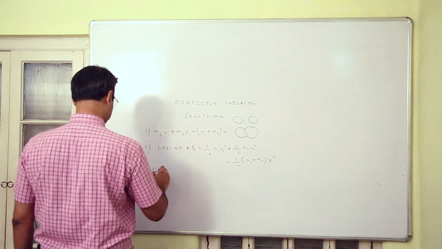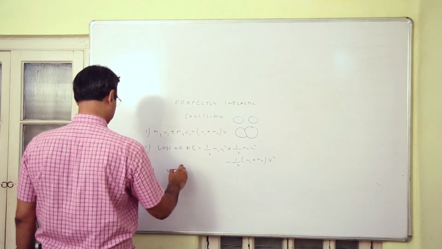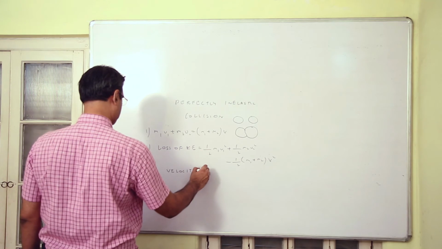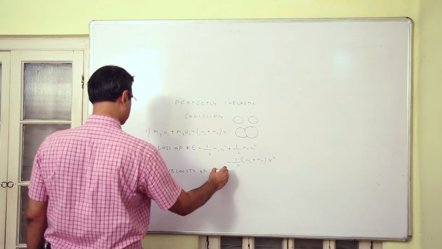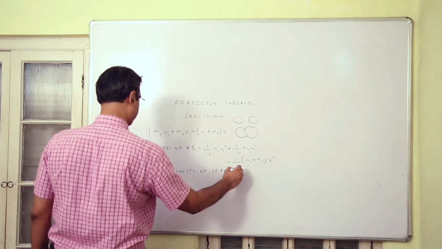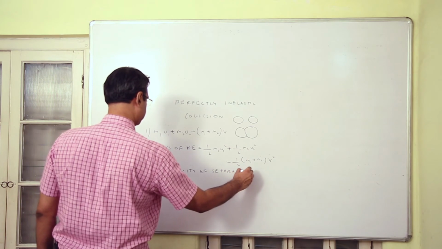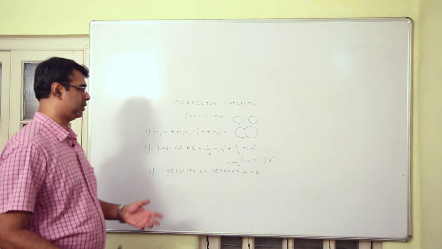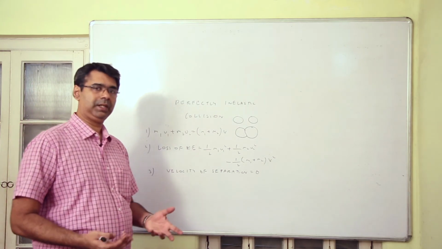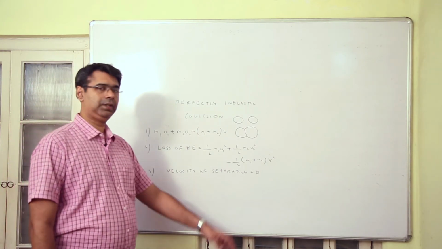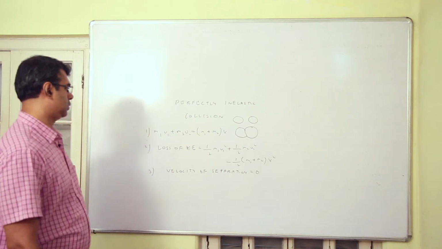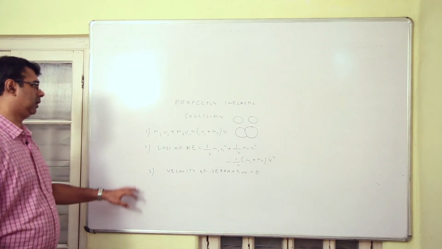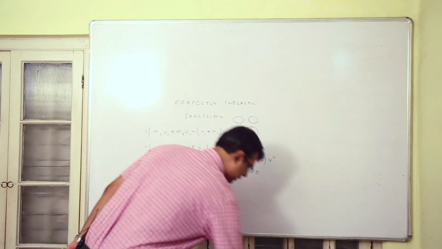Another thing is that velocity of separation will be zero. Why? If they stick to each other, then they are not separated from each other, so velocity of separation will be zero. So these are the important aspects of perfectly inelastic collision.